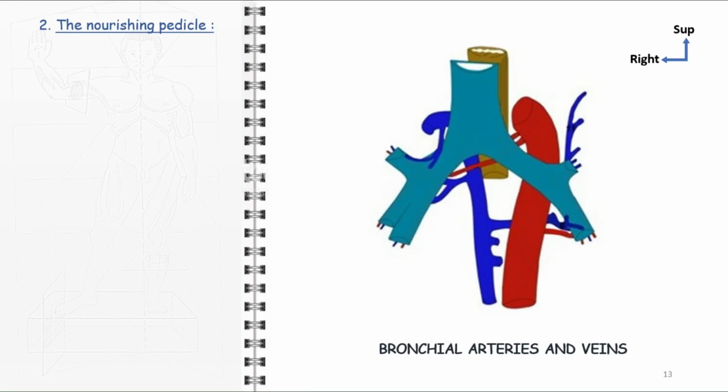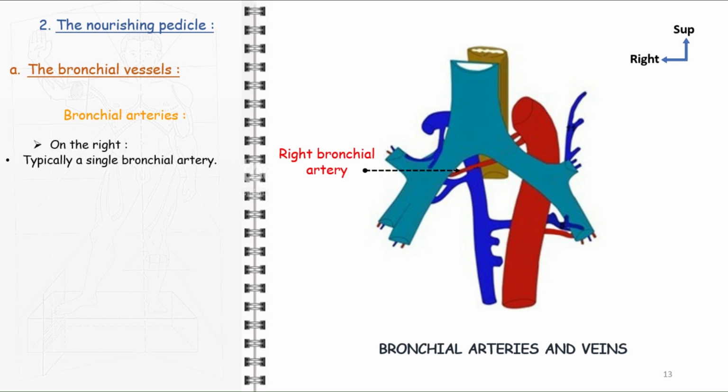Next, the nourishing pulmonary pedicle. The bronchial vessels provide the nutrient vascular supply to the lung and are subject to significant anatomical variations. Starting with the bronchial arteries. On the right side, there is usually a single right bronchial artery, which typically arises from a bronchial intercostal trunk. It crosses the esophagus, most often posteriorly, and reaches the posterior surface of the right main bronchus, where it branches.